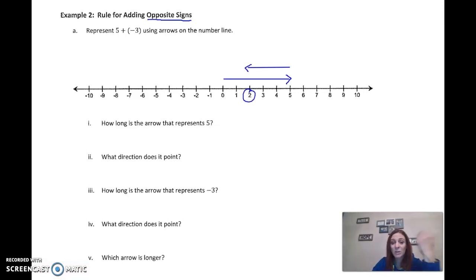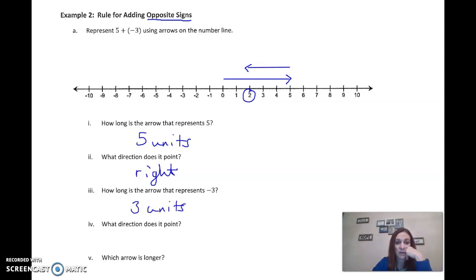Let's go through the same questions we did before. How long is the arrow that represents 5? 5 units. From 0 to 5, it is 5 units. What direction does it point? +5, so it goes to the right. How long is the arrow that represents -3? 3 units. And what direction does that one point? To the left, because it's negative.